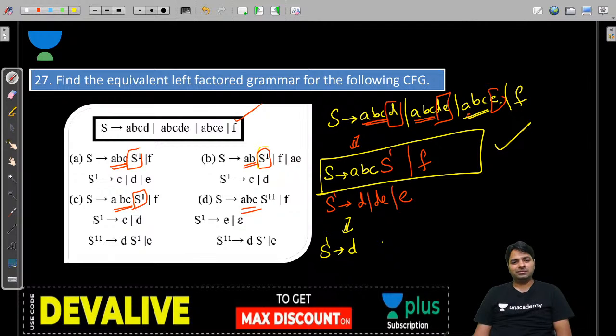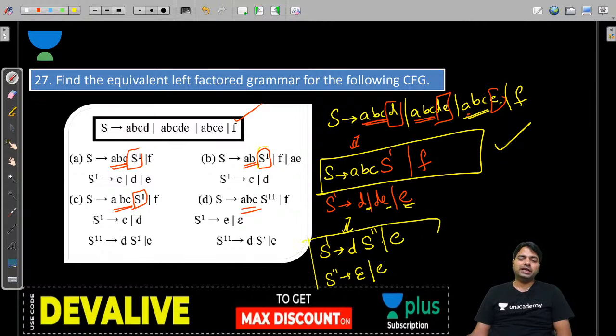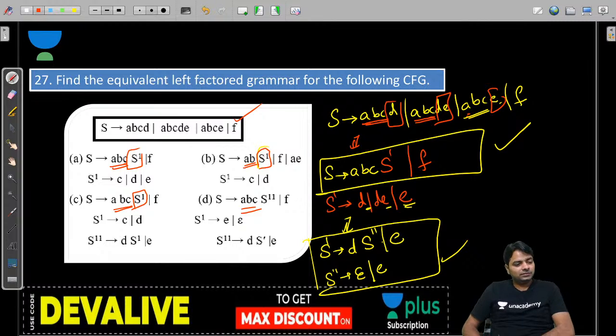When D is the common, you will get S double dash, and here E is there, take it, and S double dash is epsilon and E. Now this should be there in the final answer. Now which one is going to match? Very quickly you have to answer.